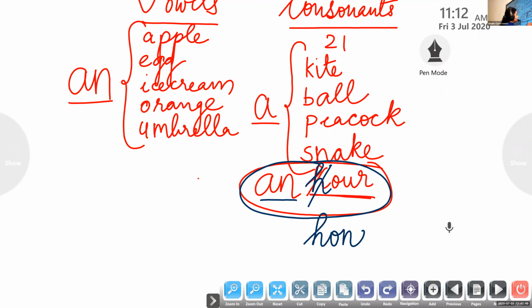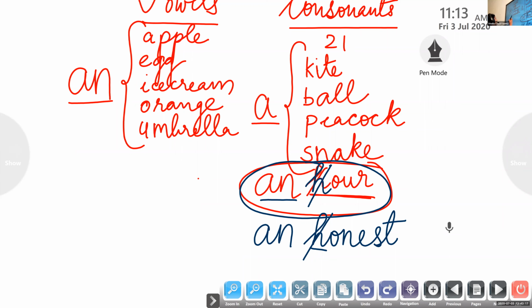Even in this word, the word starts with H. Here also, the H is silent and it has a vowel sound, honest. Have you all noticed that? So in that case, instead of using A, we use an. Have you noticed it? Okay, is that clear to everyone?